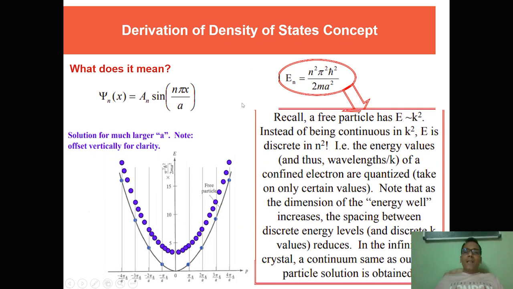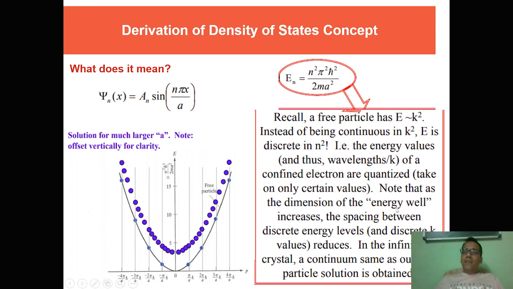So this is the wave function psi, and one can generalize: En is n square pi square h cross square over 2 m a square, and classically this is proportional to k square. So we must have one parabolic curve, that solid curve, but here what we are observing is that the energy E has discrete energy levels. So the energy values of our confined electrons are quantized.